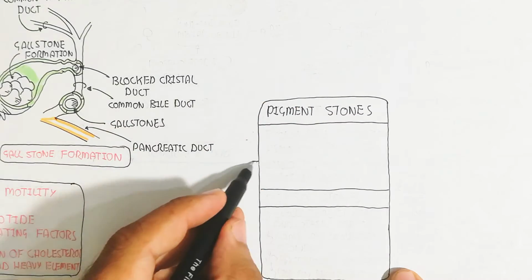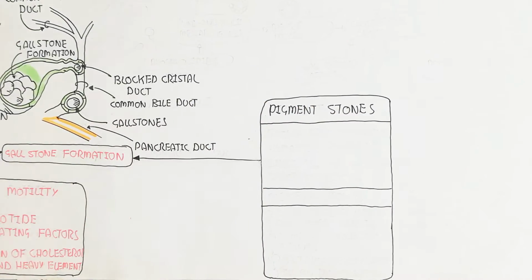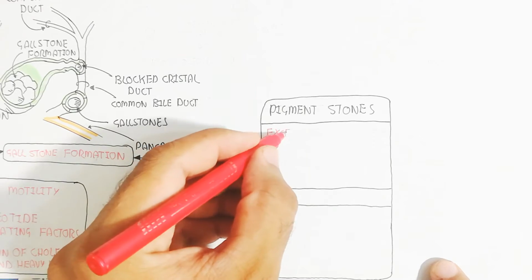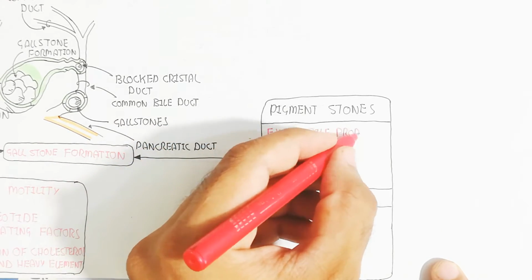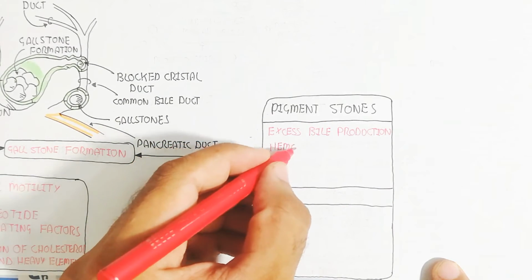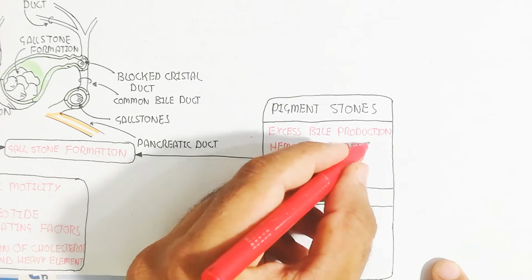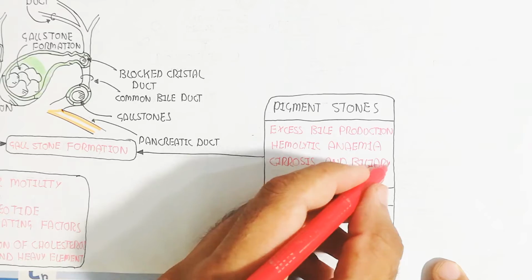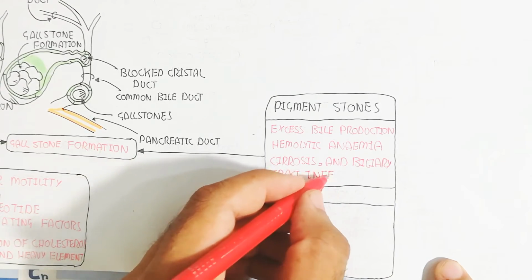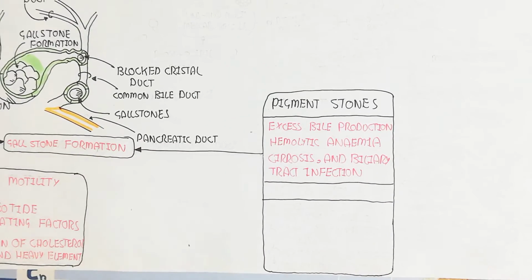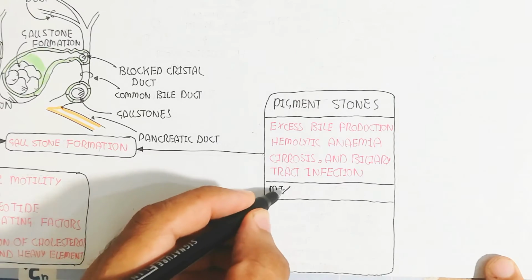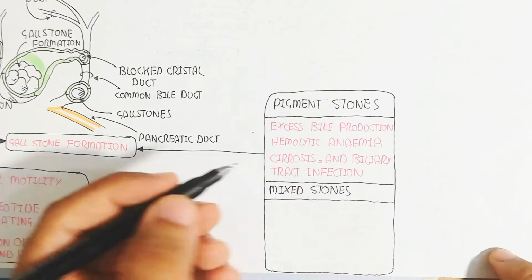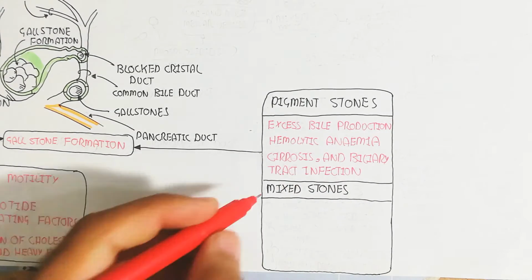What is the pigment stone? The pigment stone and the mixed stone we will discuss. Excess bile production and hemolytic anemia will produce more iron and bilirubin, and also cirrhosis and biliary tract infection will lead to pigment stone, because of the excess bile production and hemolytic anemia.